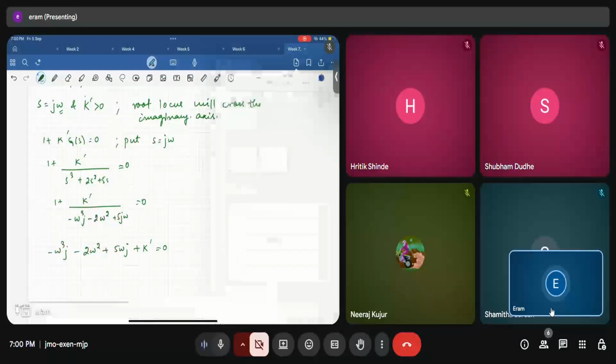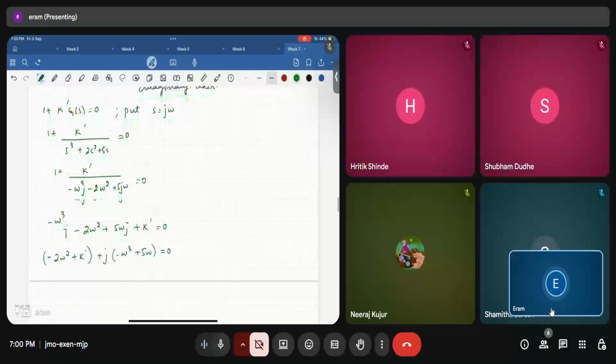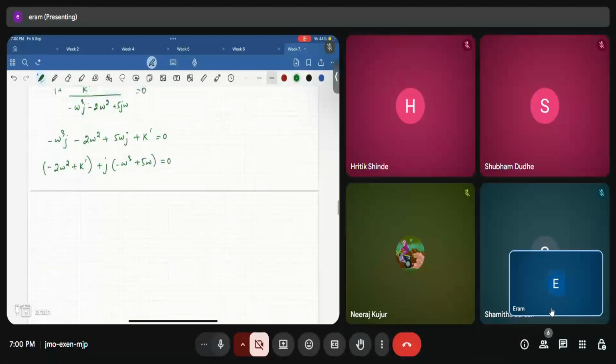We can club the real and imaginary parts. The real parts are minus 2 omega square plus k dash. The imaginary parts are minus omega cube plus 5 omega equals 0. Individually we have to equate the real and imaginary parts to 0, because on the right hand side we have 0. So if the real part is 0, then k dash will be equal to 2 omega square.